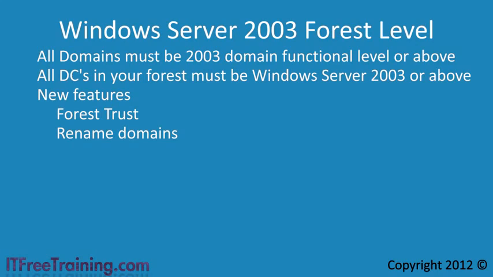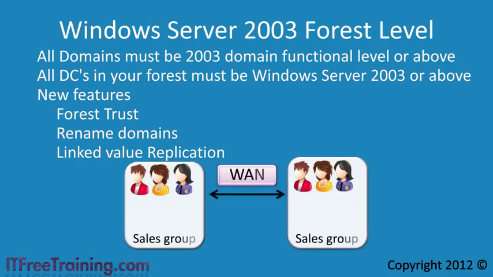The third feature of Windows Server 2003 forest level is linked value replication. This applies to groups in Active Directory. Consider the group Sales on two different domain controllers separated by a wide area network. Users are added to the group from both domain controllers. Later on, a replication occurs.